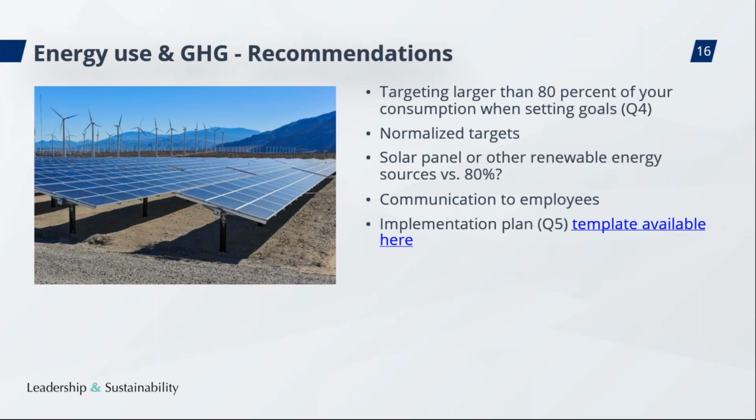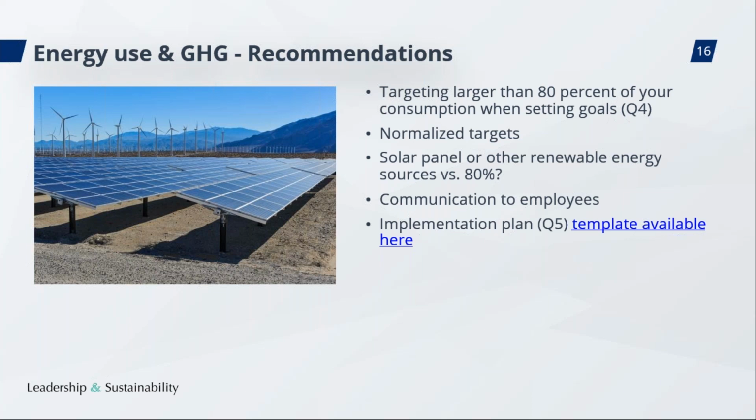And our recommendations, in order to get a full score here, you need to target larger than 80% of your consumption when setting goals. You can decide to work with absolute or normalized targets. When setting targets related to energy consumption in manufacturing, it makes sense to normalize the targets, for example, to calculate energy consumption per production unit. This way, if your production goes down or up, you will not be punished or suddenly credited for something you couldn't influence. With normalized targets, you can make sure that you have comparable results even though production goes down or up.